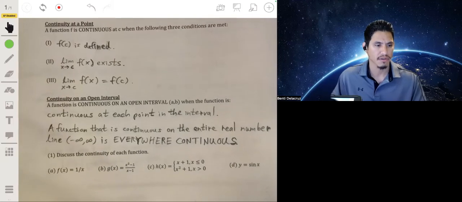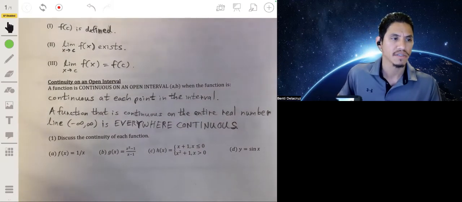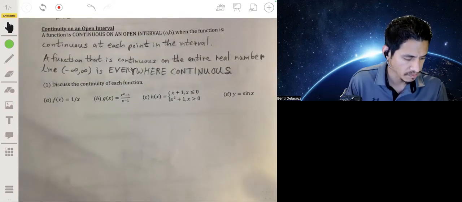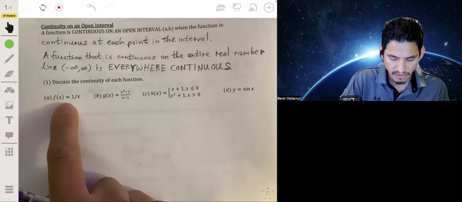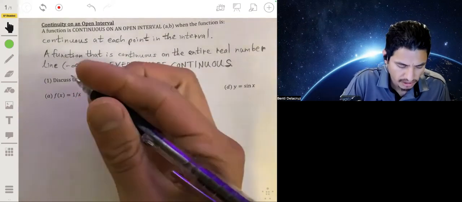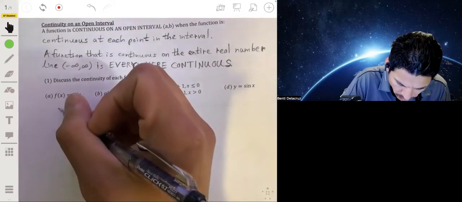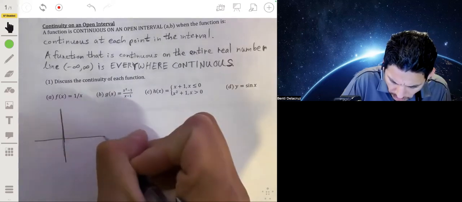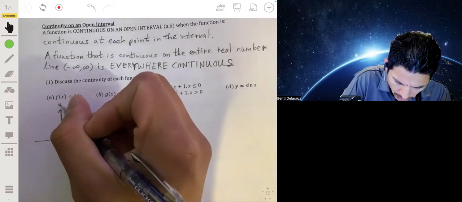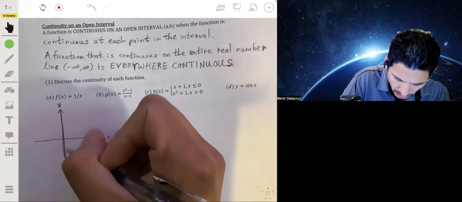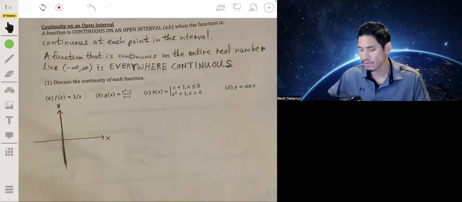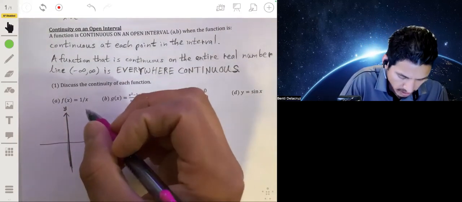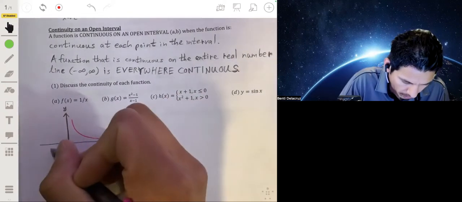So let's go through a couple of examples now of what we would discuss when we were looking at the continuity of different types of functions. The first one we have is f of x equals 1 over x. So let's just draw a sketch of what this would look like. You should know what this looks like off the top of your head. And it's going to look like this.